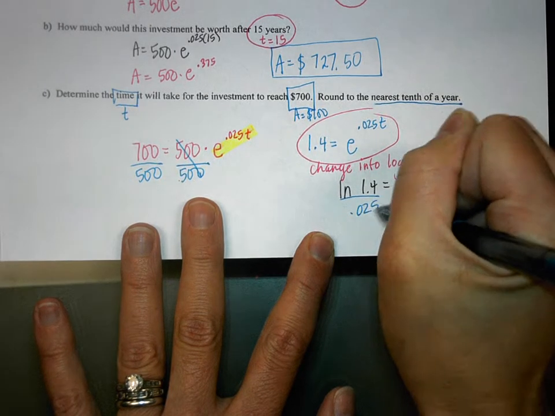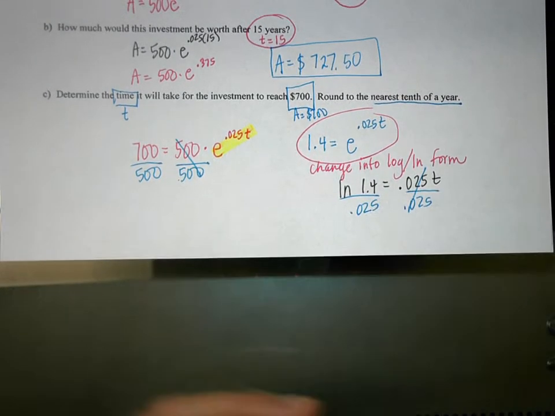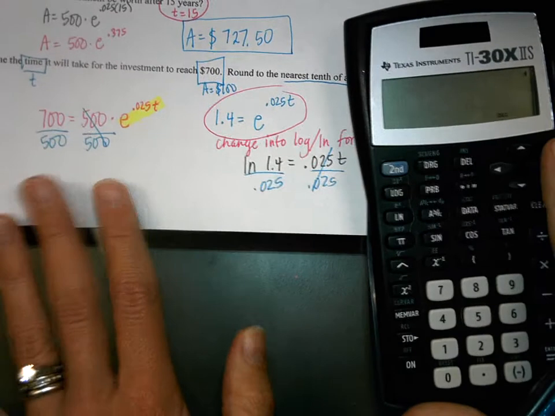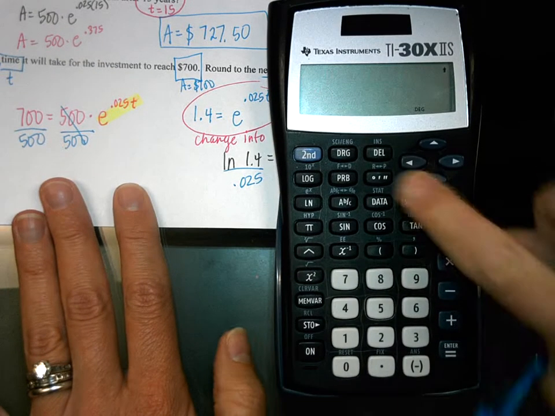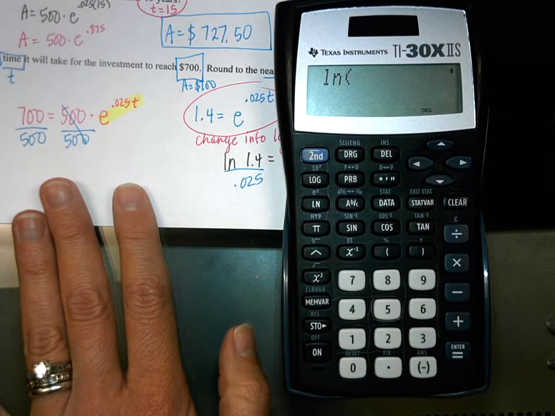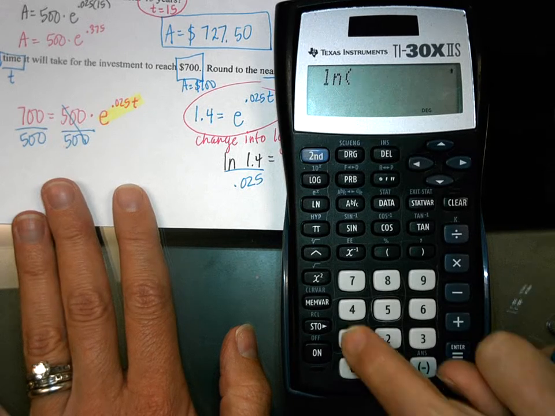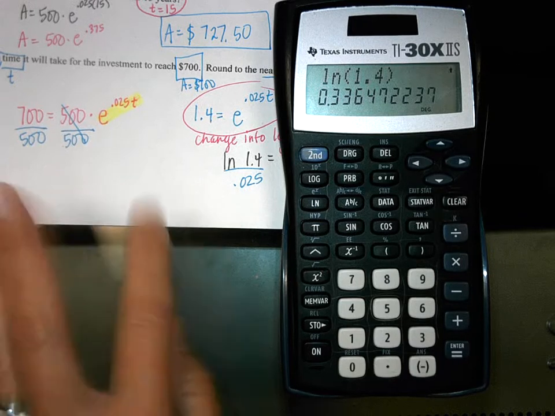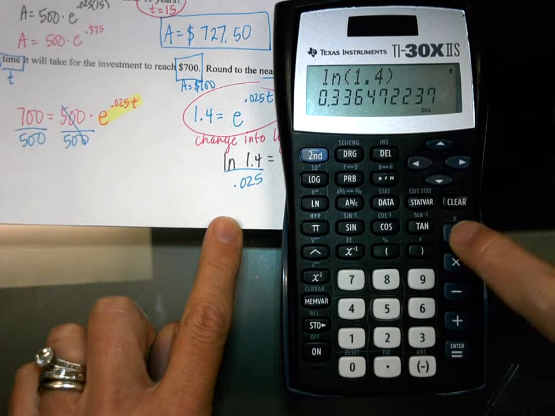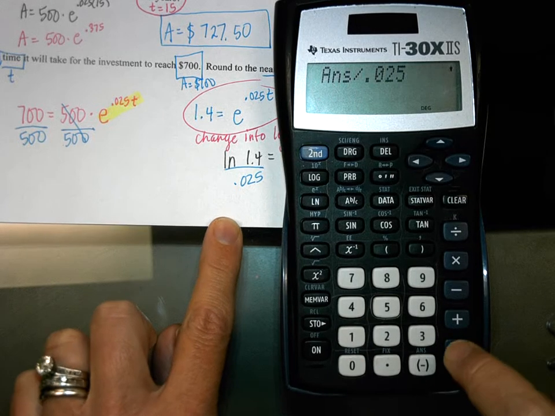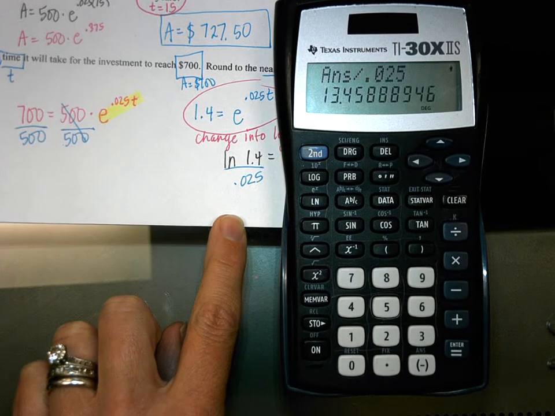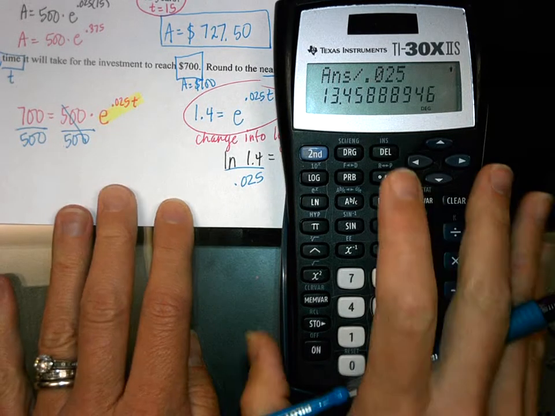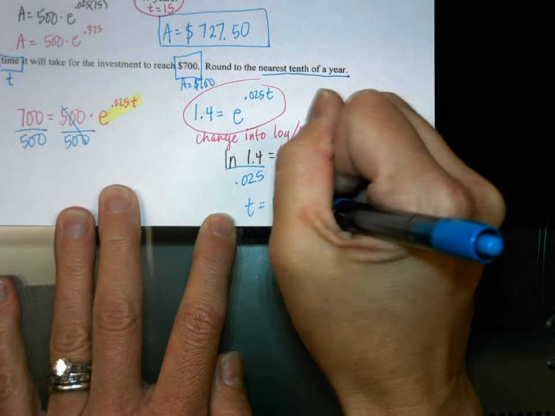And while this looks super complicated, we have this thing called a calculator that makes it relatively simple. Okay, so we have a button that has natural log. So we press it. And then what do we put in? 1.4. Good. And we press equals. And we get a value. And then what do I do with that value? Divide it by 0.025. And we press enter. And I get what? 13.5, because it says round to the nearest tenth of a year. And so that means my time is 13.5 years.